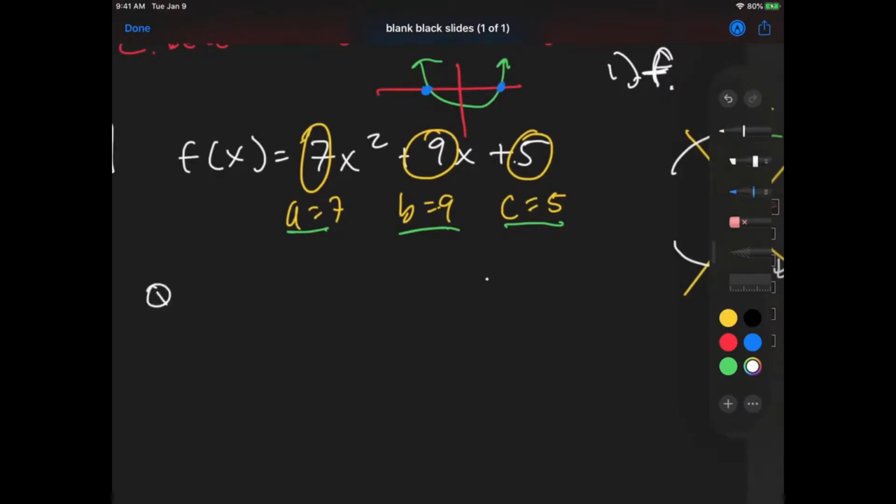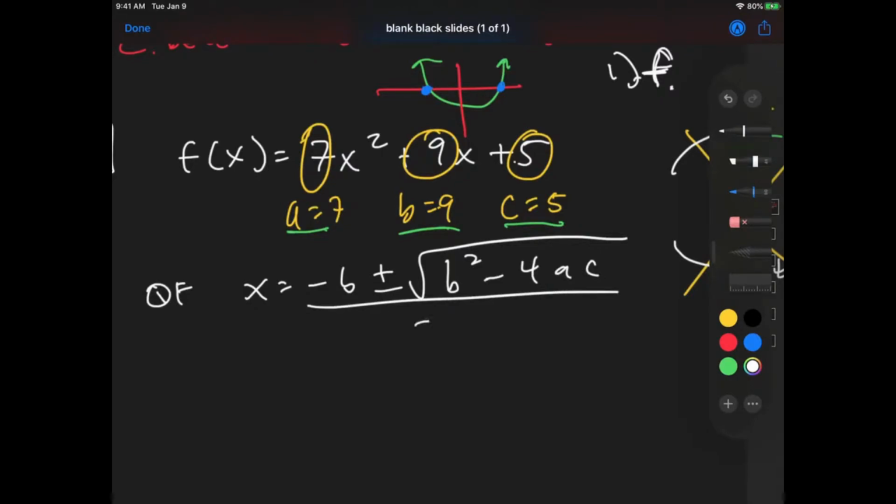Let's do it. x equals negative b plus or minus the square root of b squared minus 4ac, all over 2a. Always write down the formula for every single problem. All right, here we go. A is 7, so every time I see an A, we're going to write 7 here and here. Every time I see a B, here and here, I'm going to write 9. And every time I see a C, I'm going to write 5.